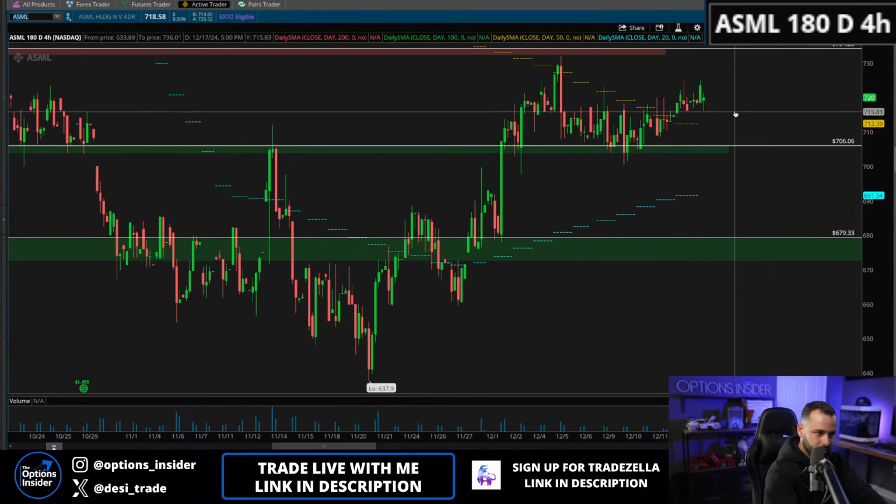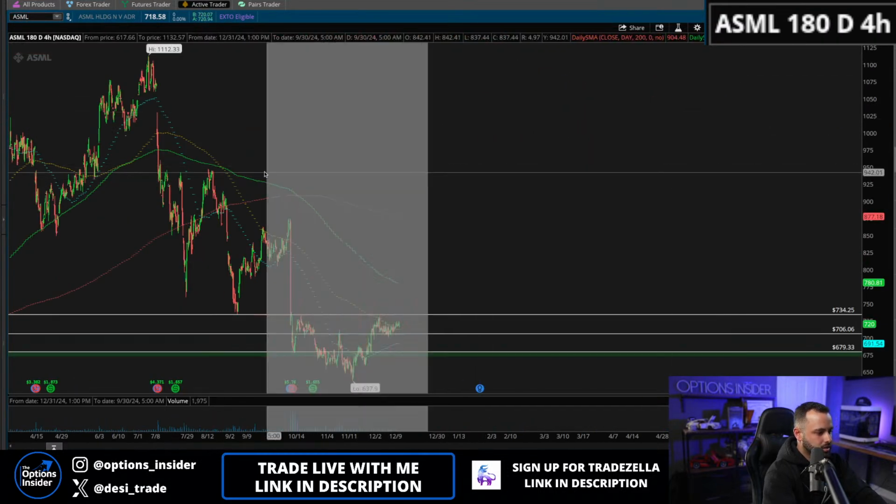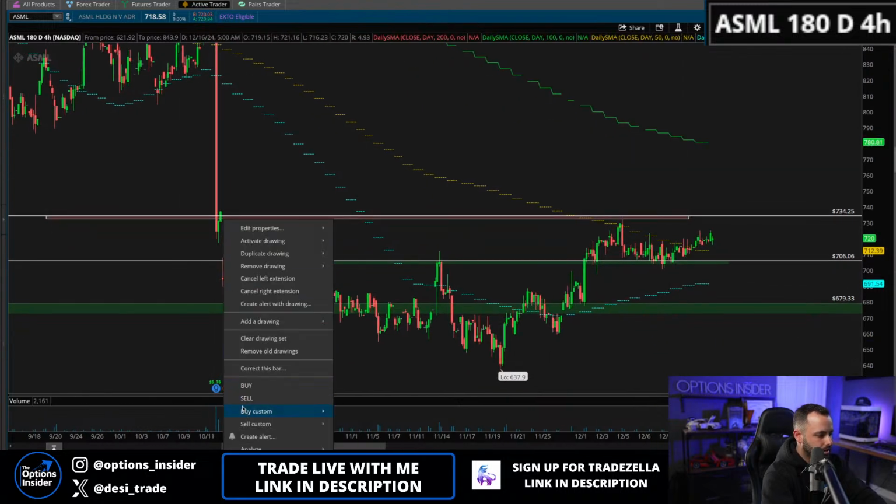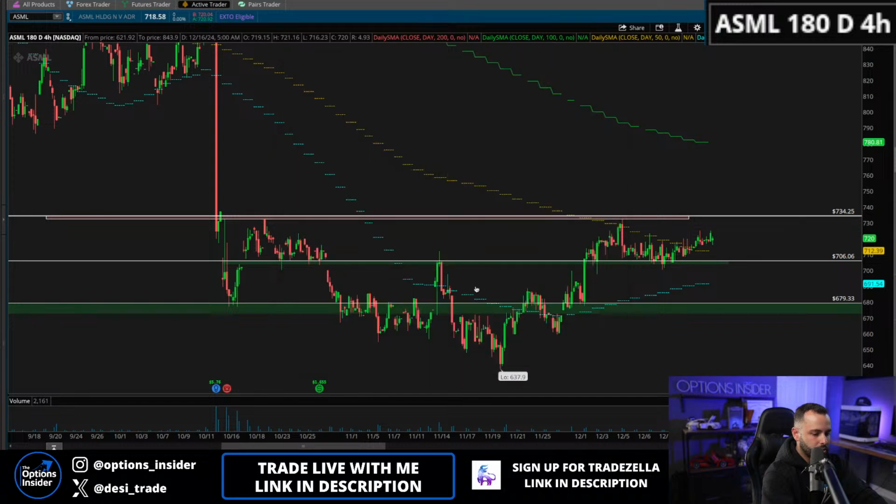ASML, still a consolidation here. Still a little bit weak on the side of the semiconductors. I would just, again, set an alert right here over 734 and see if that can break above.